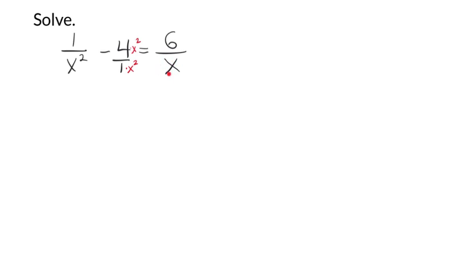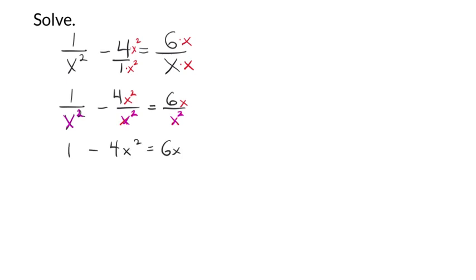This last term right here already has one of the x's being multiplied, so we'd have to multiply it by another x in order to make it x squared. And again, if we do that to the denominator, we need to do it to the numerator as well. Now this is what we end up with. The main point here is that these denominators all match as x squareds. Because they do, we can rewrite this without any of those x squared denominators, and this is a little bit easier to look at.